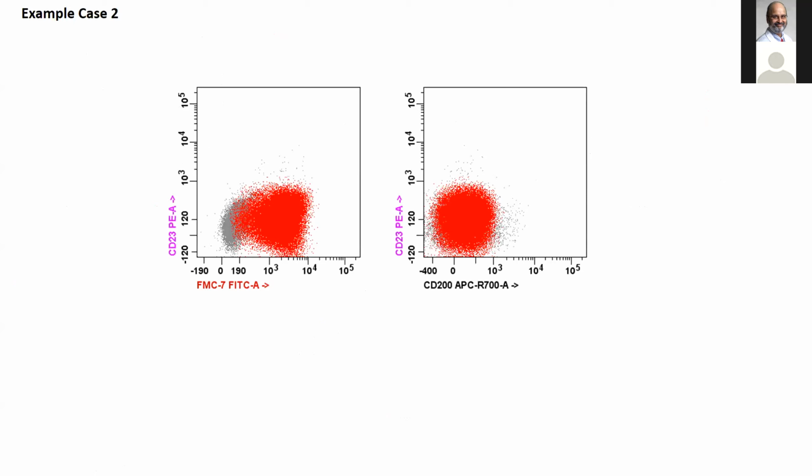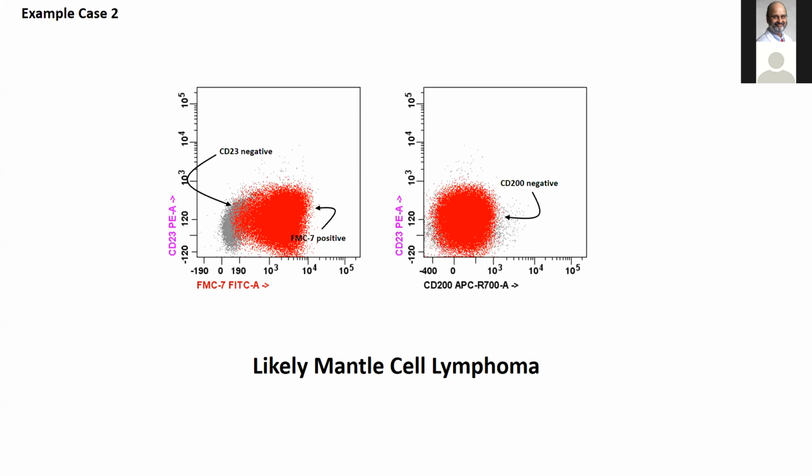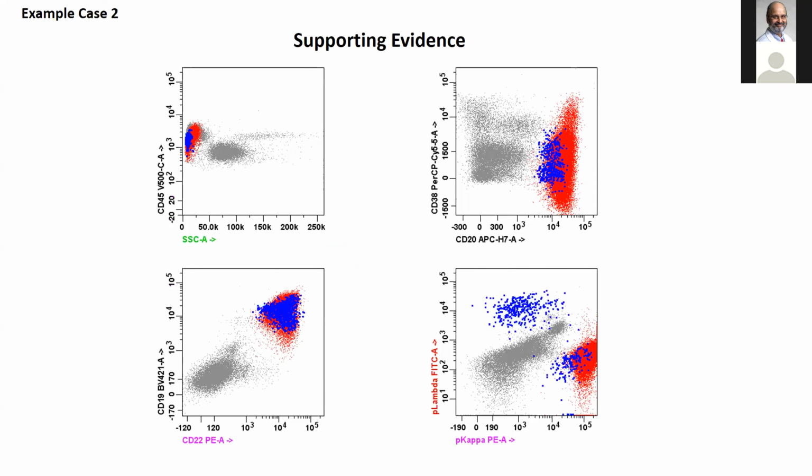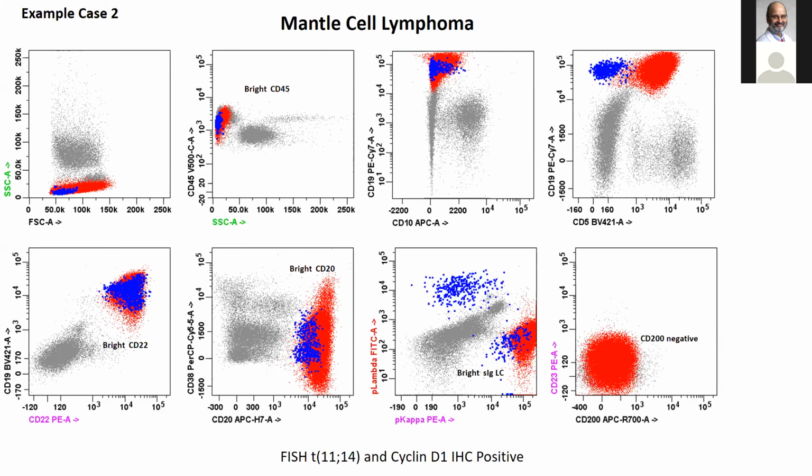Looking at our markers to help us differentiate the two. These guys are 23 negative, FMC7 positive, and 200 negative. So this is likely to be a mantle cell lymphoma. The supporting evidence is here that we've got nice bright expression of CD45, bright expression of CD20, bright expression of CD22, and bright expression of surface immunoglobulin light chain. Again, none of these things are specific, but when your differential diagnosis is CLL versus mantle cell lymphoma, this bright expression of these normal B cell markers is characteristic of mantle cell and not characteristic of CLL. So overall, we figured this was going to turn out to be a mantle cell lymphoma.